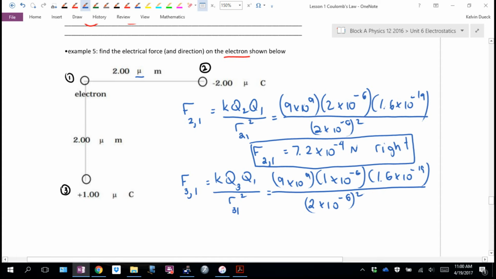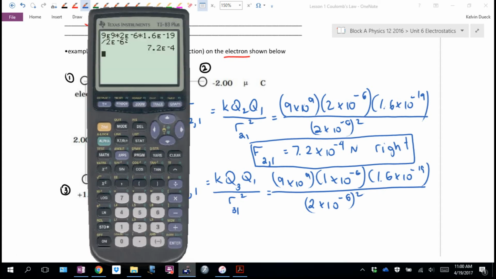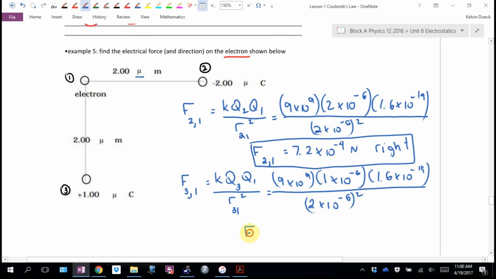Actually, Sarah, this is kind of nice. If I'm lucky, I think I can just backspace and edit, and all I'm changing is that 2 to a 1. And I get 3.6 times 10 to negative 4 newtons. The force from charge 3 on charge 1 is 3.6 times 10 to the negative 4 newtons.